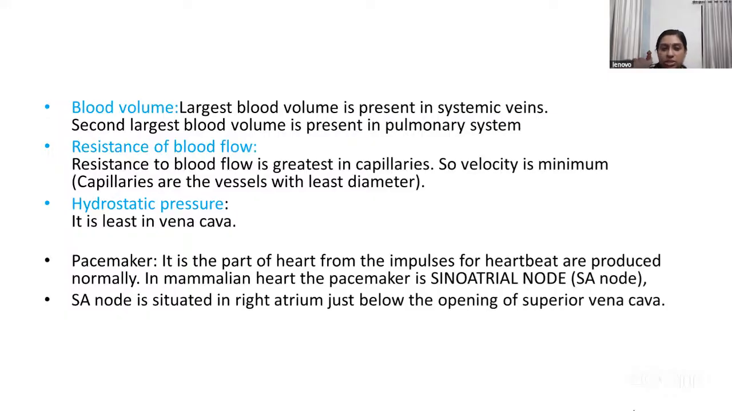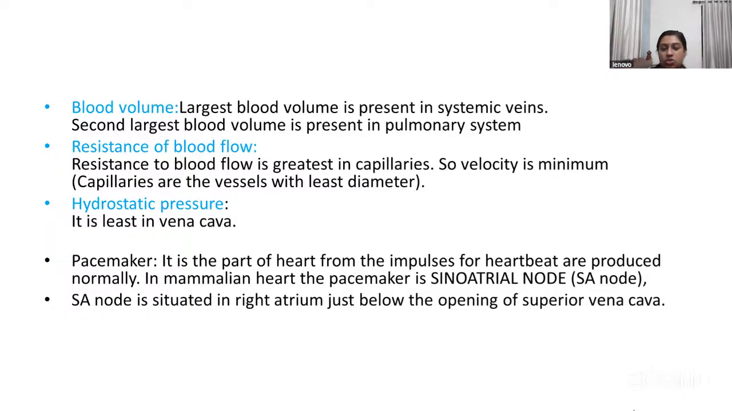Coming to the next property, that's blood volume. The largest blood volume, this can be asked as MCQs, is present in the systemic veins. And the second largest blood volume is present in the pulmonary system.